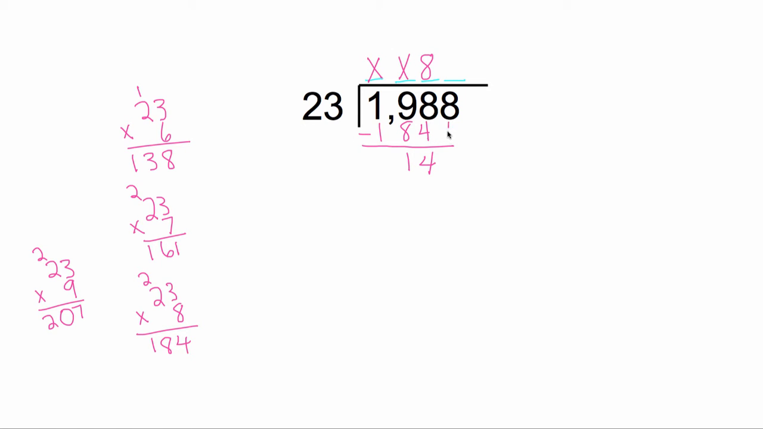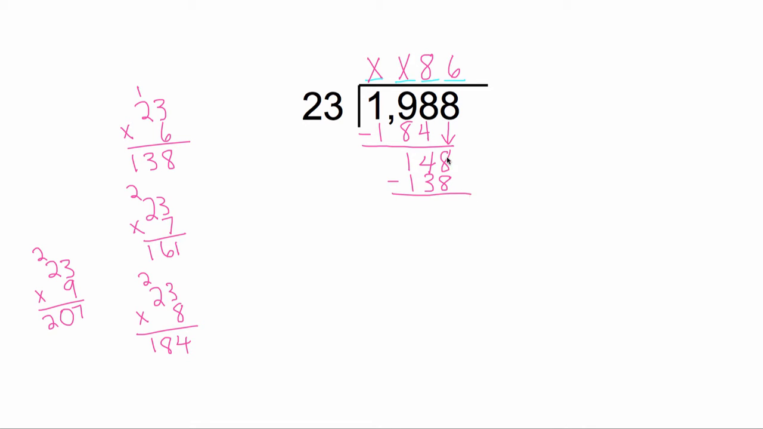After you subtract, you bring down. So we're going to go ahead and bring down our 8. And I'm going to look over here, and it looks like I already have my answer, which is 6. 7 would be 161, and that's too high. So we know that 23 can go into 148 6 times. 6 times 23 is 138.